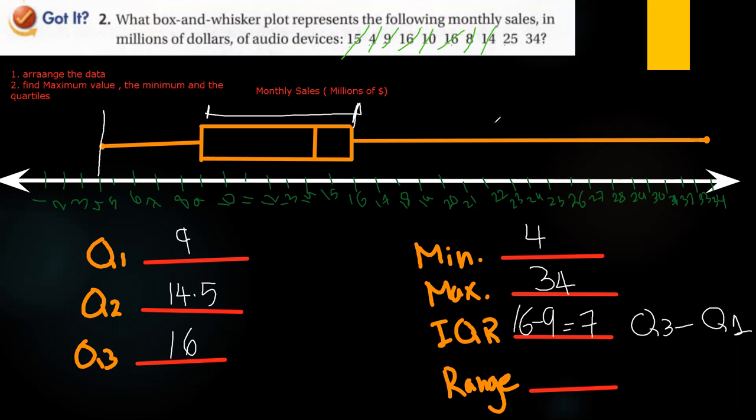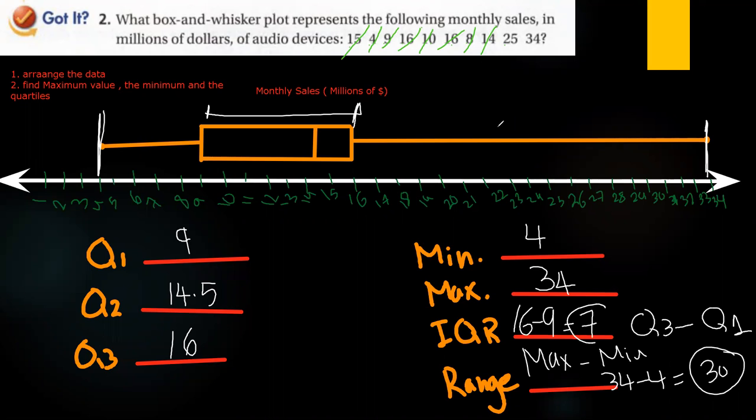I have to start from this point, ending with this point. So what is the length? 30. Maximum minus the minimum. 34 minus 4 equals 30. The range is the maximum minus the minimum, which is 34 minus 4, which is 30. Is it clear? Yes, teacher.